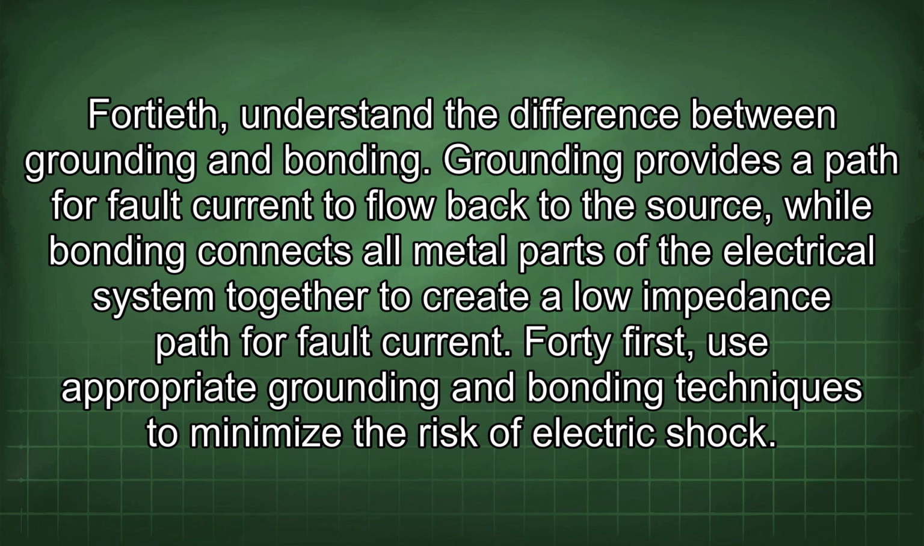40th, understand the difference between grounding and bonding. Grounding provides a path for fault current to flow back to the source, while bonding connects all metal parts of the electrical system together to create a low impedance path for fault current. 41st, use appropriate grounding and bonding techniques to minimize the risk of electric shock.